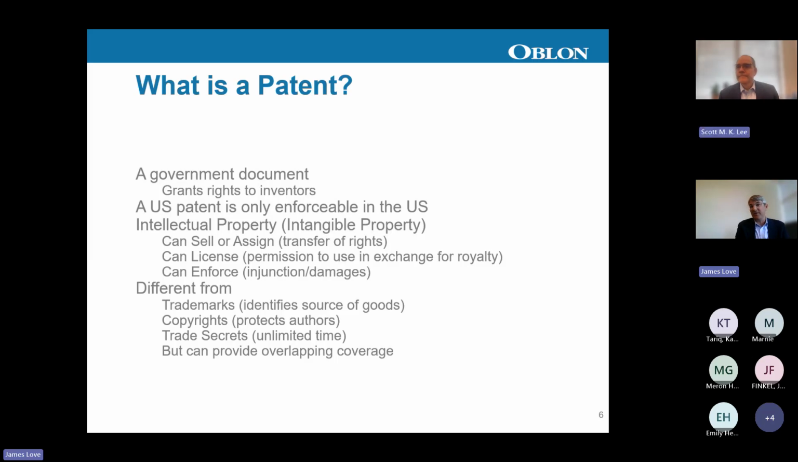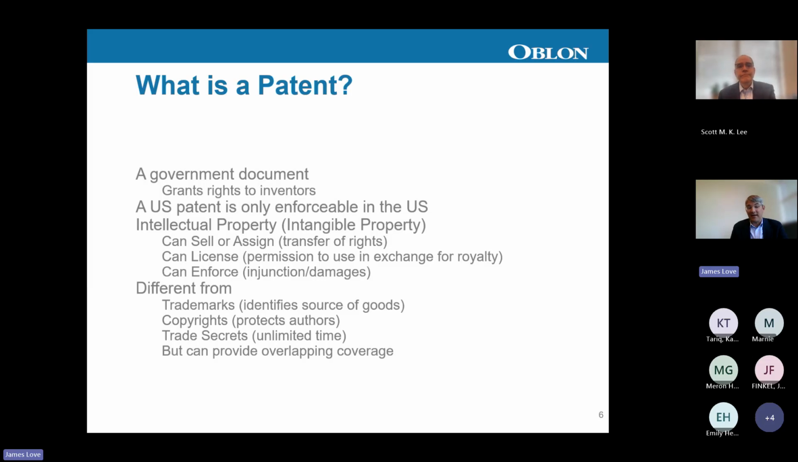Now, that's something you always need to think about because remember, you're putting out the how to make and use this invention to the whole public. And in exchange for that, you get that monopoly in the US, but not necessarily in other countries. So we'll talk a little bit about how you could protect yourself in those countries, but it is good to remember that a US patent is only enforceable in the US.